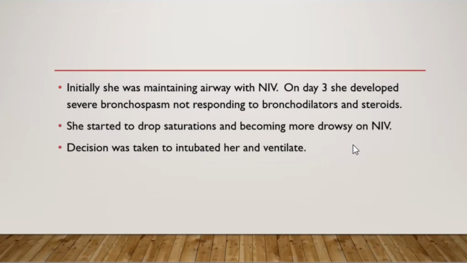On day 3, what happened? She developed severe bronchospasm. She was unable to respond to the bronchodilators, even including steroids. She started to drop her saturations and was becoming more drowsy. Then we had no time; we had to make a plan and intubate her. We explained to her and planned for emergency intubation. So what to do next?